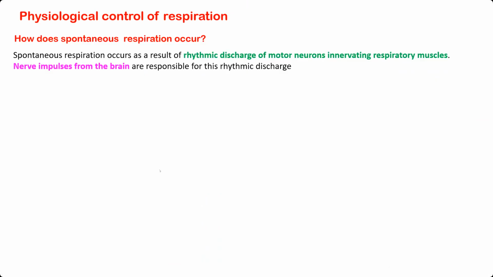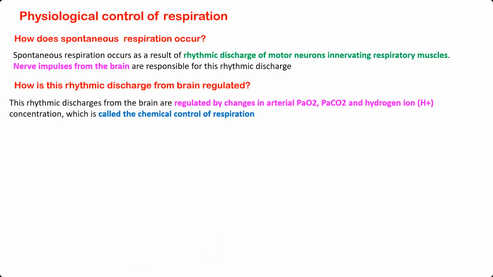Now, after completion of the 4 topics on anatomy, we will go to the physiology of control of respiration. How does spontaneous respiration occur? It occurs because of the rhythmic discharge of motor neurons of the respiratory centers. Nerve impulses from the brain are responsible for this rhythmic discharge. How this rhythmic discharge is regulated by changes in the arterial PCO2 and hydrogen is called the chemical control of respiration. So we have 2 types of regulation. One is the chemical control, another is the neurogenic control.